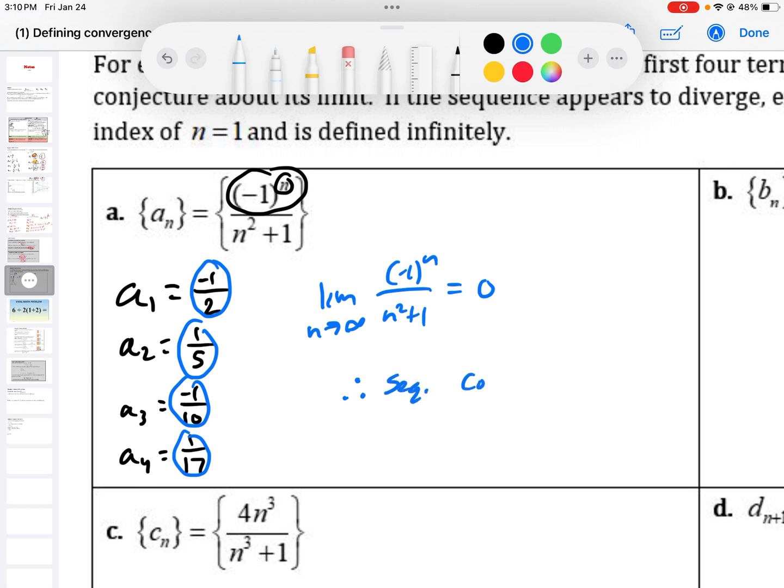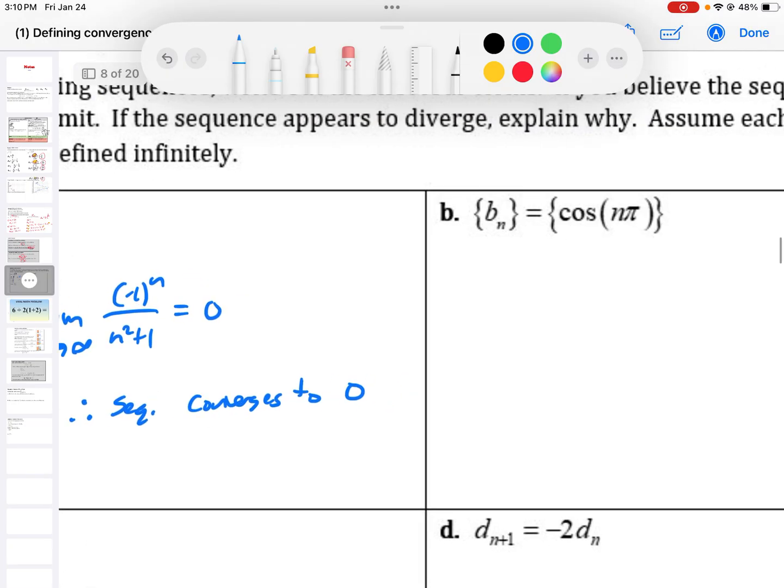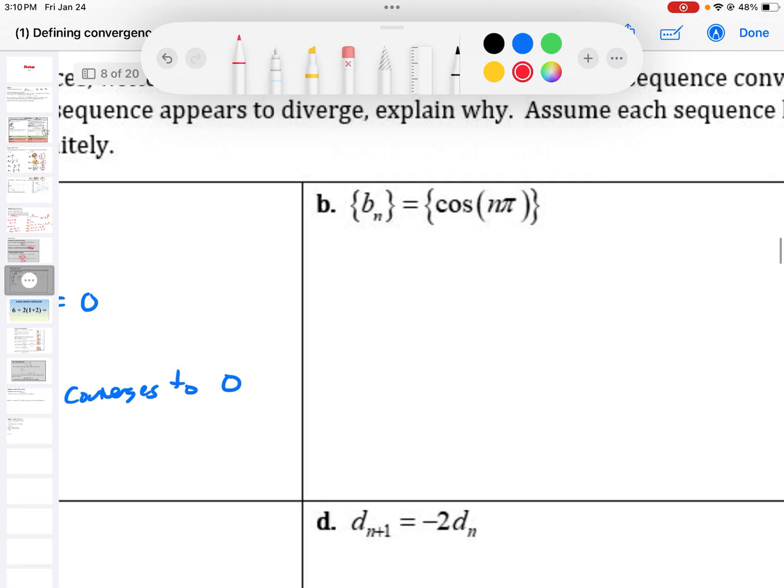I'm going to say it's 0, and therefore this sequence converges to 0. That's my L number. All right, let's do another one.